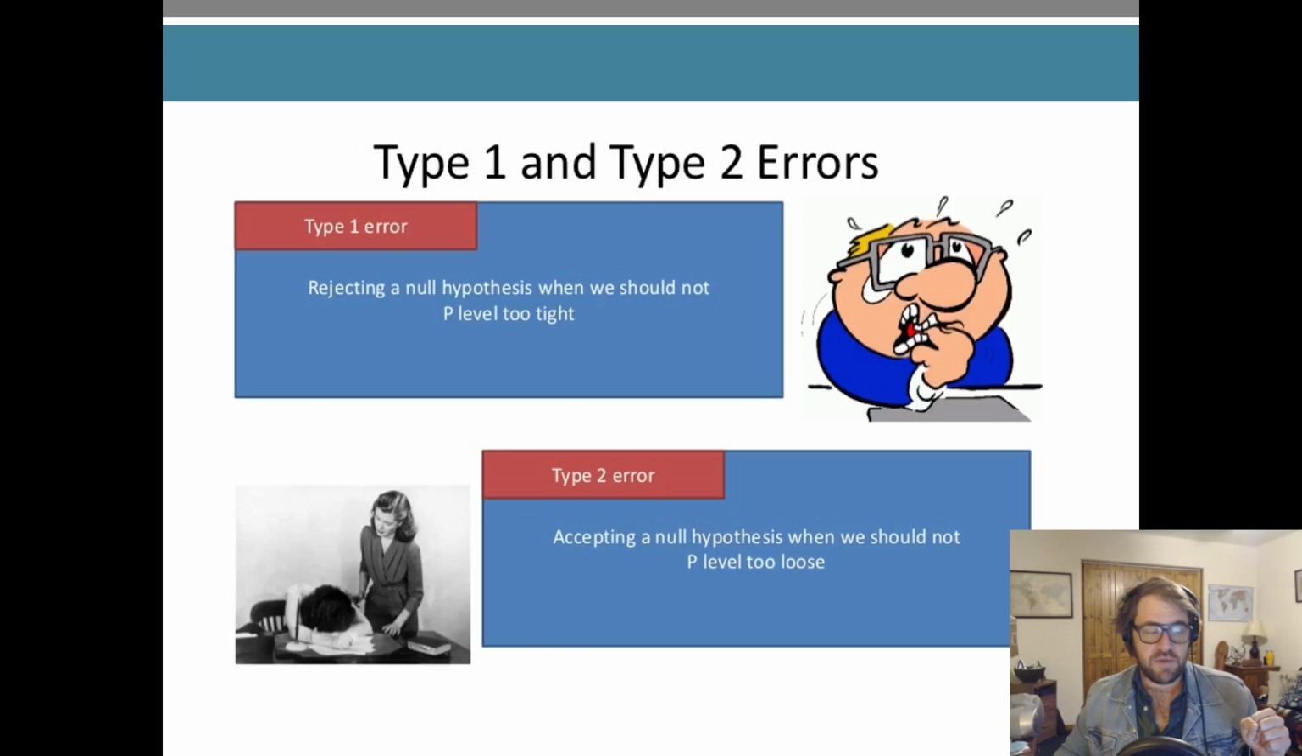If you want to relate this to p-value, so type 1 error, the p-level is a little too tight. Type 2 error, p-level is a little too loose.